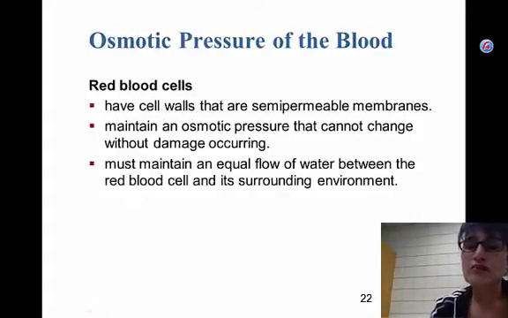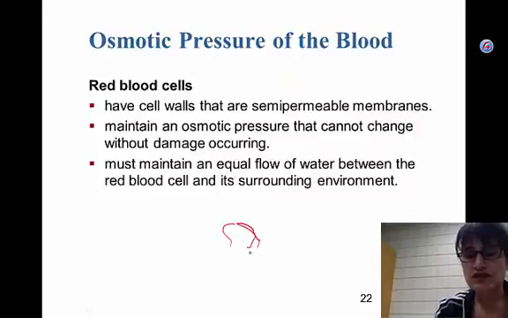When we look at blood, we have our red blood cells, and those have semi-permeable membranes. And they want to have an osmotic pressure that stays the same. If the osmotic pressure is changing, then that's going to cause damage to the cells. So we have to have an equal amount of flow of water into and out of the red blood cells. So if this is my red blood cell, I want to look at the surrounding solution, and I want the amount of water coming in and going out to be the same. If they're not, that's going to cause damage.